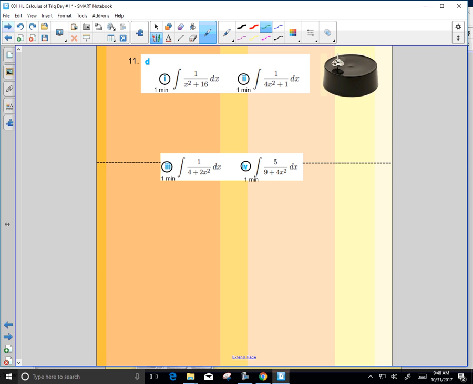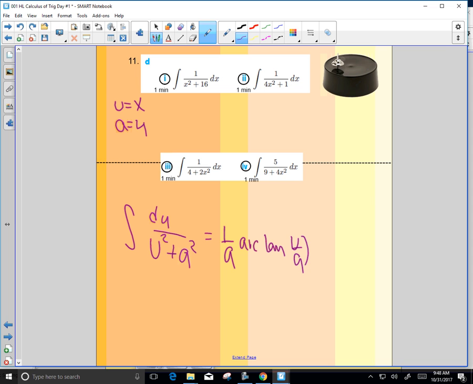Next. All of these are arc what? Tangent. So if you look at this first one, u is equal to x. What is a equal to? If it's the form du over u squared plus a squared, what is a equal to in this one? 4. Okay, so this antiderivative is 1 over a arc tangent of u over a. So the difference here, you got that u over a out in front.